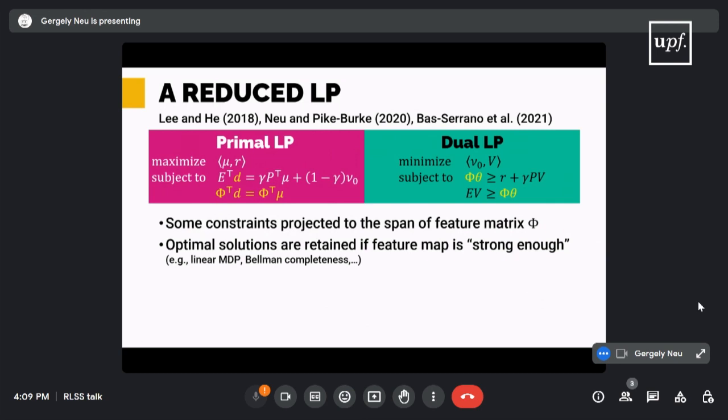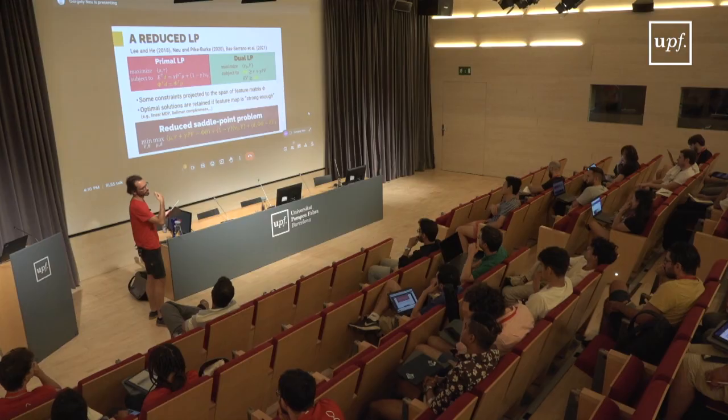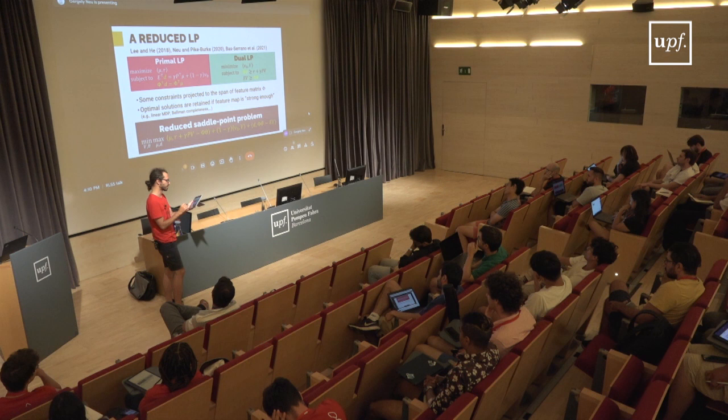And it can be shown that the optimal solutions of these LPs are going to be the true optimal policies under some standard but restrictive conditions on the Markov decision process. And what's most interesting from the perspective of this talk is that we can turn this into a similar saddle point problem as before by introducing the Lagrangian, by folding the primal and the dual LPs in two, and finding min-max points, saddle points of this little optimization problem.